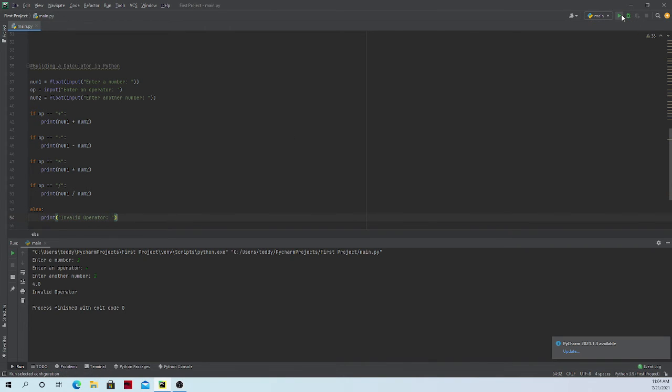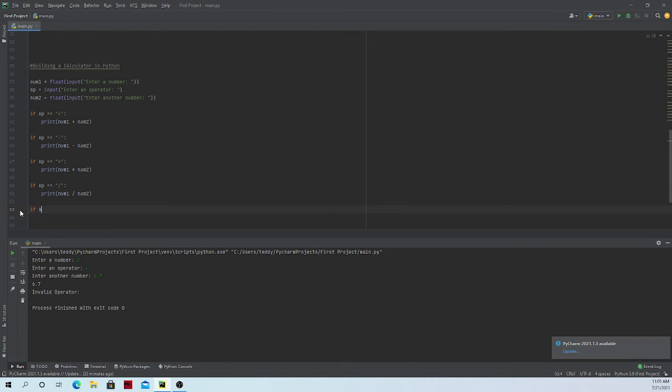So now let's run our code. Enter a number, 2 plus 4.7. But, see, we're having a problem here. It's putting invalid operator even after the 6.7. And, to be 100% honest with you, I'm not sure why. But, let's try to fix it.